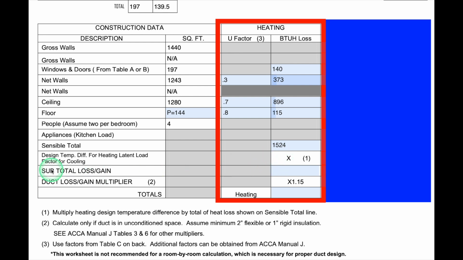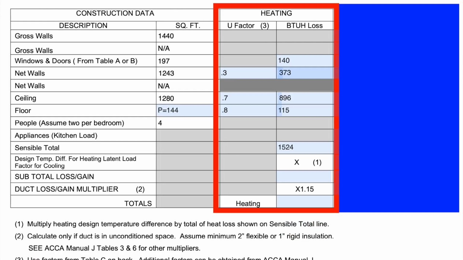Okay, the next step is, if you'll notice this little note here, number one, let's find the note. It says multiply heating design temperature difference, which we worked at the very top of the worksheet under design conditions, by the total heat loss shown in the sensible table. So I'm going to refer back to an old slide. We did cover this in design conditions too.